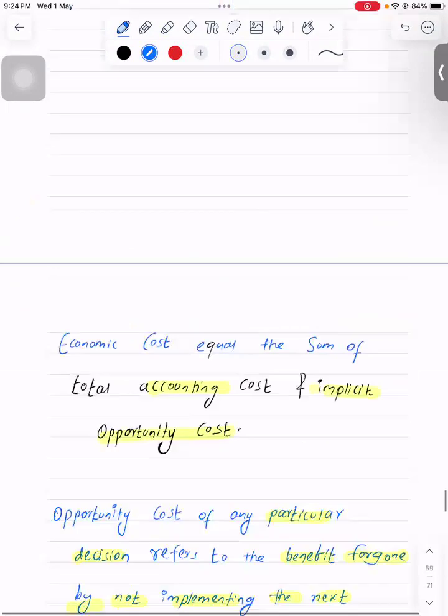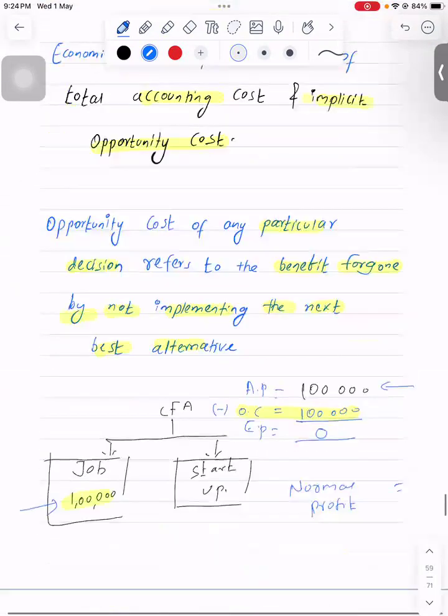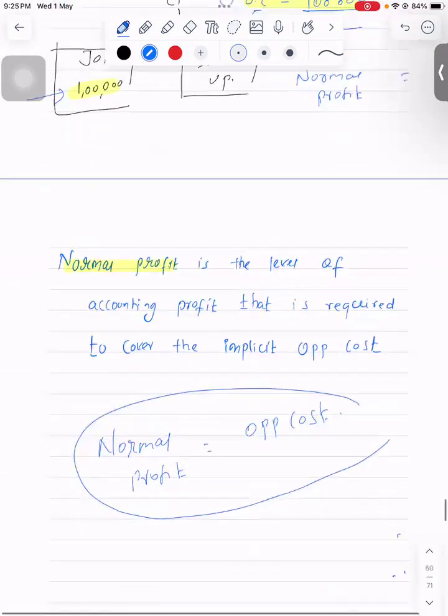So in this example, I have directly given you accounting profit. And opportunity cost you know already. So you can easily calculate economic profit. Yeah, got it now. I was confused.